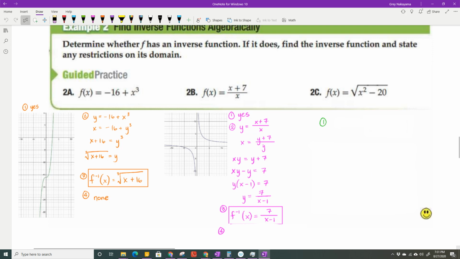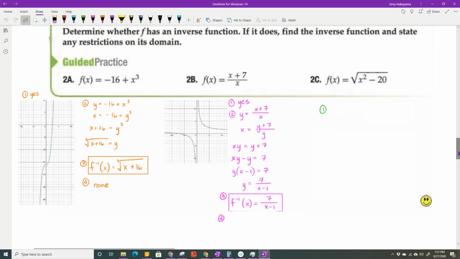Now, are there any restrictions on my domain? Well, back here on number 3, we did have to be aware of radicals, but we really only have to be aware of them if they're even numbers. So that's why that one was not a deal. We have to be aware of fractions, and I do have a fraction. So what makes that denominator 0 is the number 1.